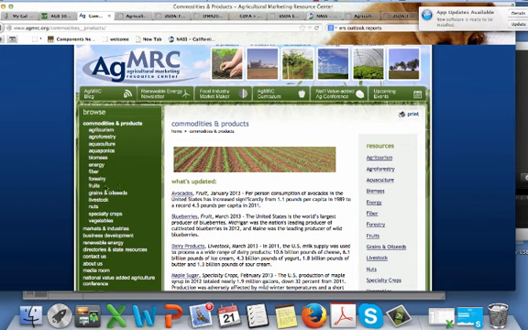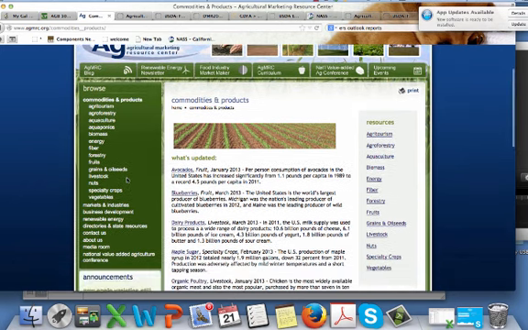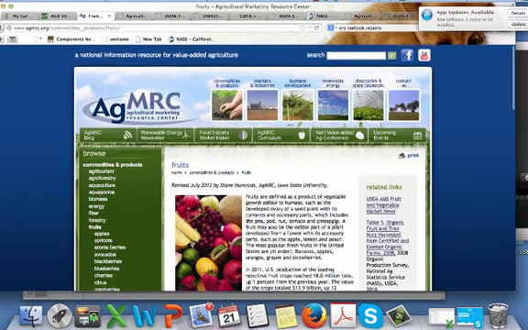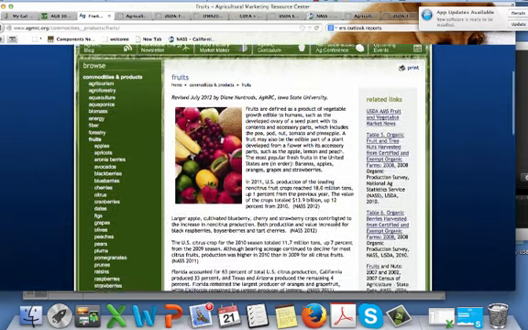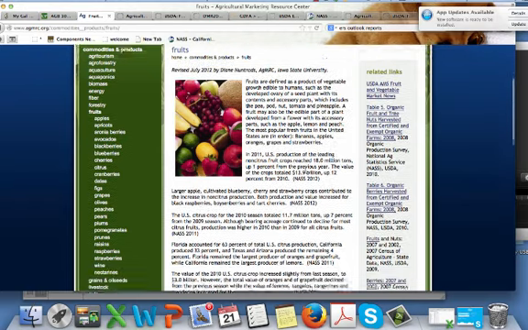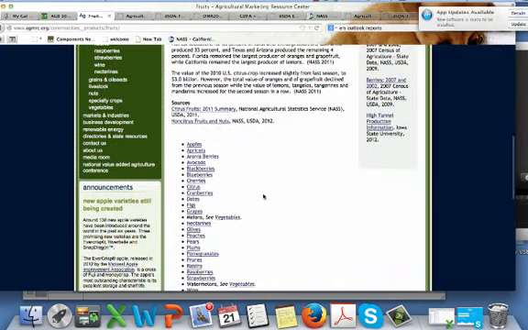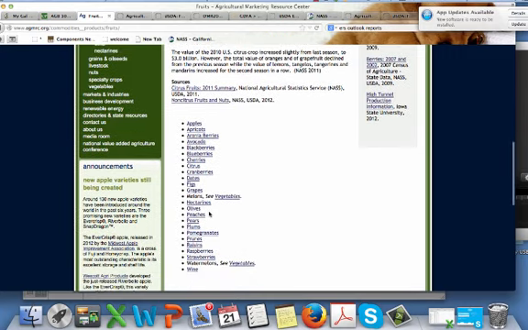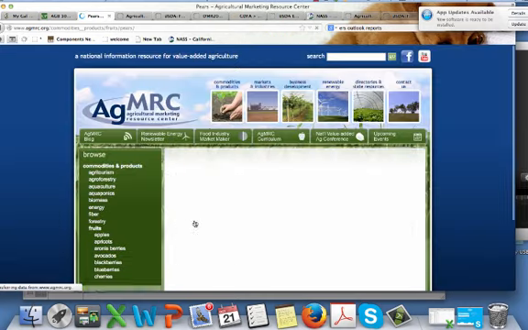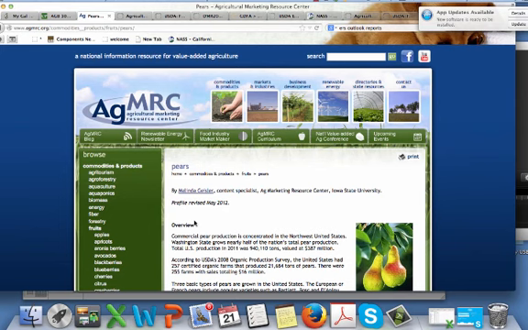Most of your products are going to fall under fruits, grains and oilseeds, livestock, nuts, specialty crops, or vegetables. Cotton might fall under fiber. Also the same thing with wool and mohair. So let's take a look at fruits. And it gives you an overview, and then it will allow you to choose a particular fruit. So again, we're sticking with pears. Whoever has pears should be pretty happy about this.